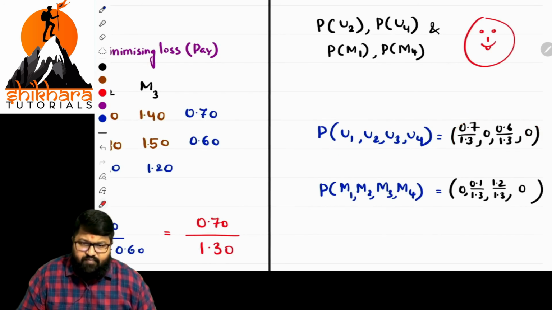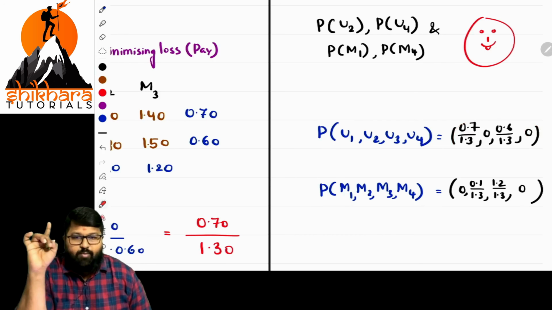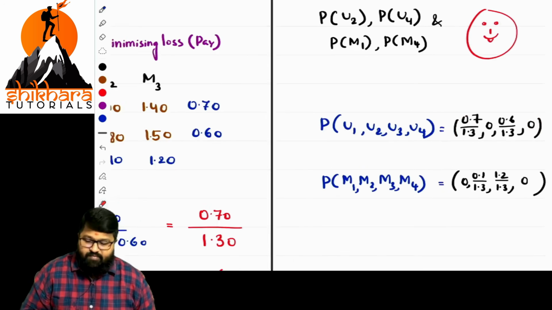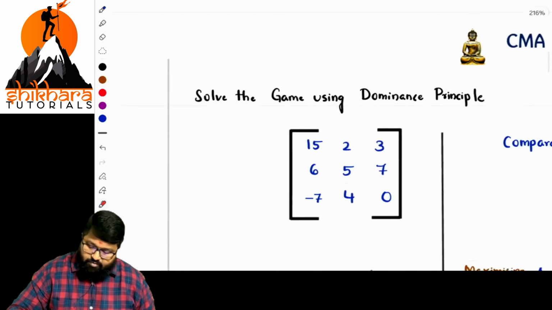Why, sir? Why take zeros and all? The sum of the total values of probabilities will be equal to 1. If you add this, you will get 1, basically. So for the remaining ones, we get only zeros. Let us go to the next problem.